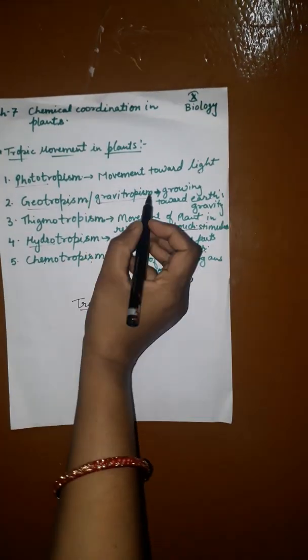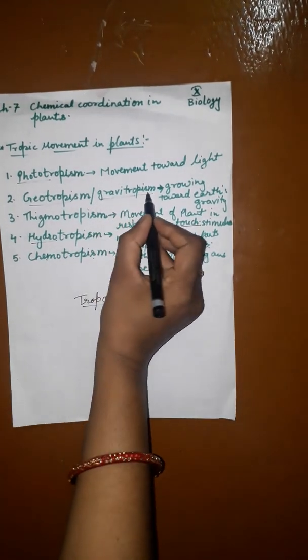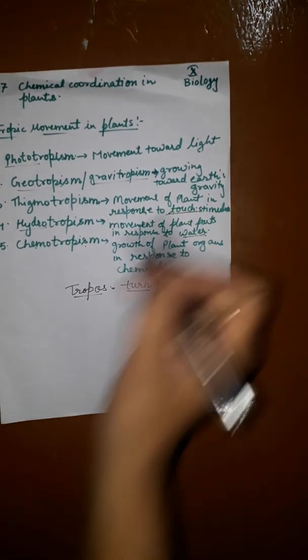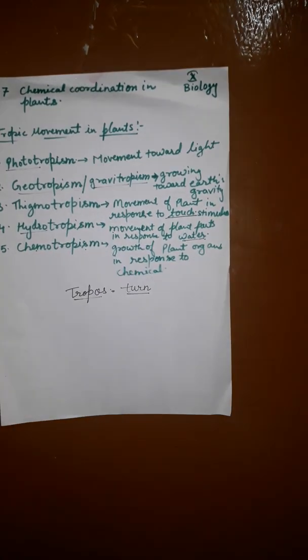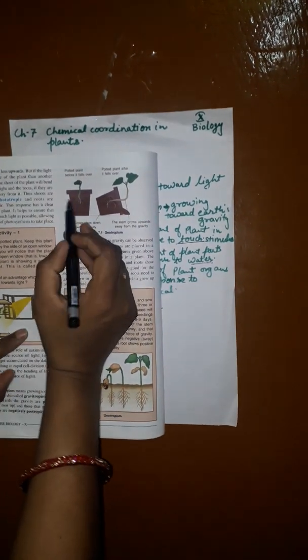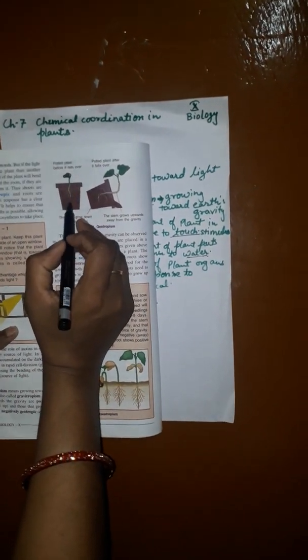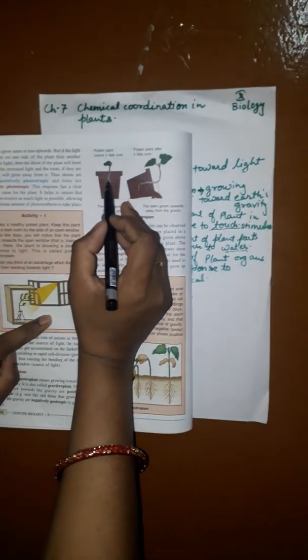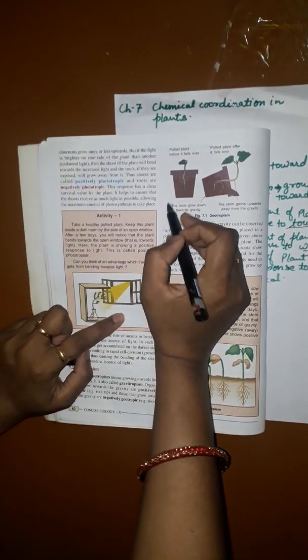In the case of geotropism, also called gravitropism, growing towards earth's gravity. See here, this is a potted plant. Before it falls down, here the root grows downwards and the shoot grows upward.